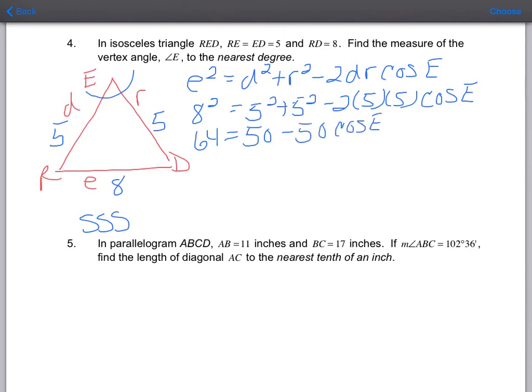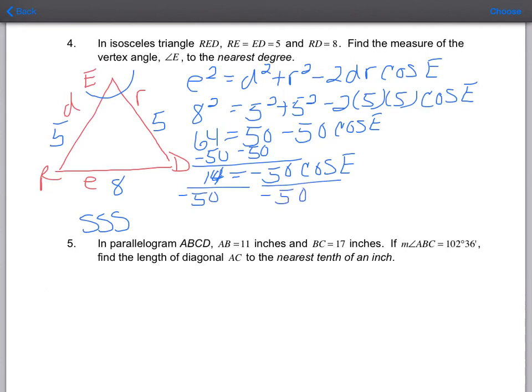Subtract 50 on both sides. We're going to get 14 equals a negative 50 cosine of E. It's a 14 just so you know. Divide each side by negative 50. We're going to end up with negative 0.28 equals cosine of E. And again, hopefully you're following me on the calculator. But they didn't want cosine of E. If I go back to the directions, they want me to find angle E to the nearest degree. So if I have the answer and I need the angle, how do I do that? You're right. Second cosine, negative 0.28, enter, to the nearest degree. 106 degrees equals angle E.